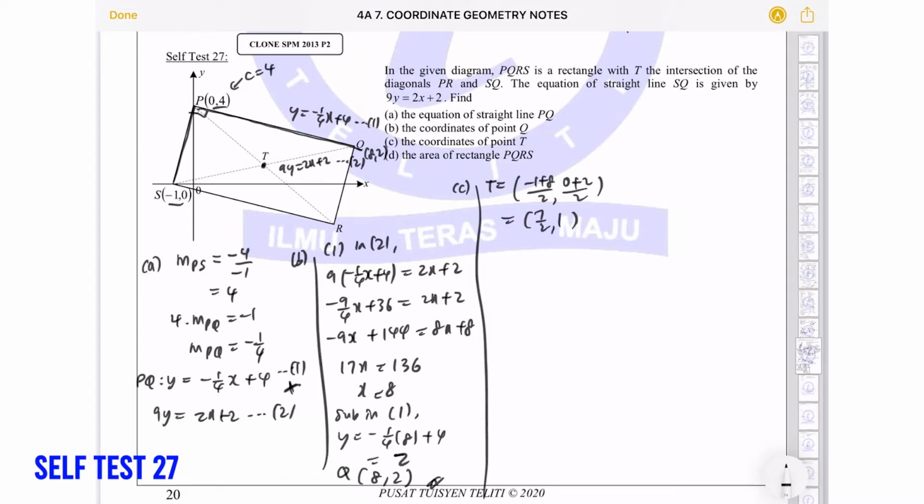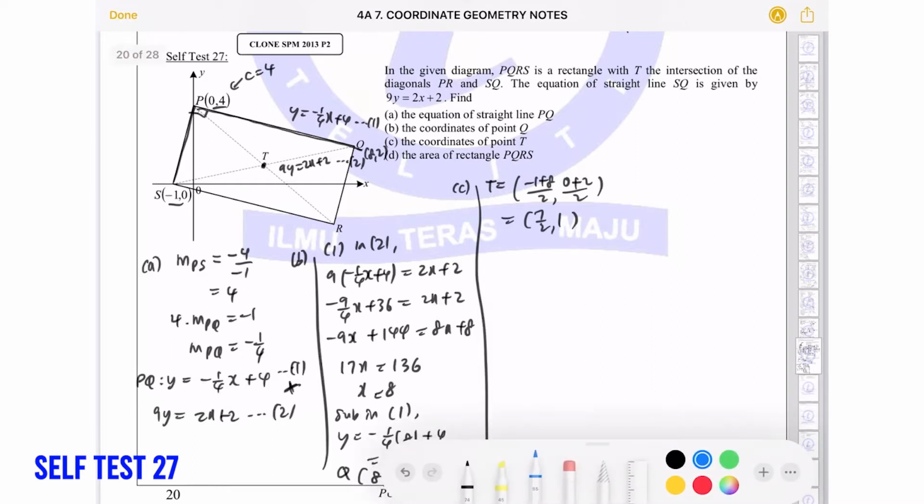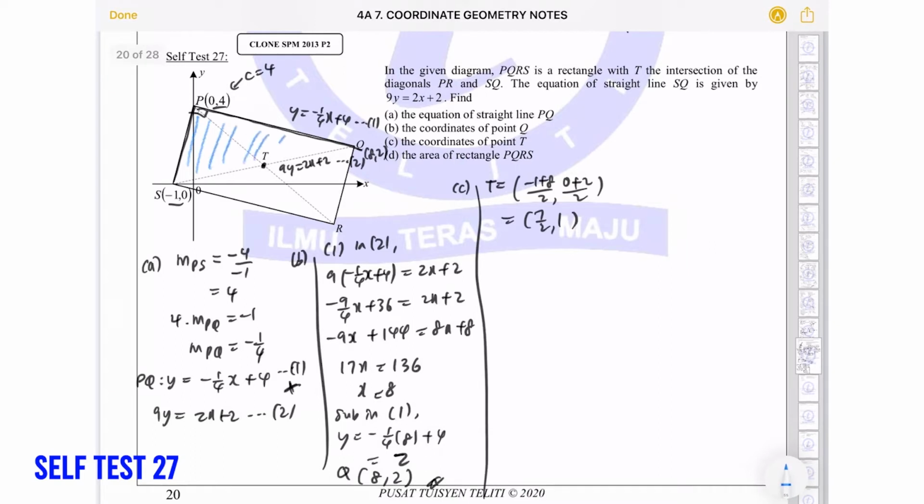So no problem. And how do I find the area of the rectangle? Well, for the rectangle, right, we know this is my triangle, which is times 2. Don't need to find the coordinates of point R. No point doing that, right? So just take the area times 2.